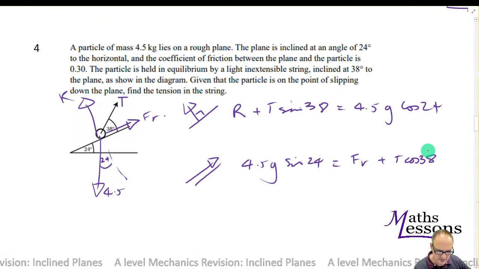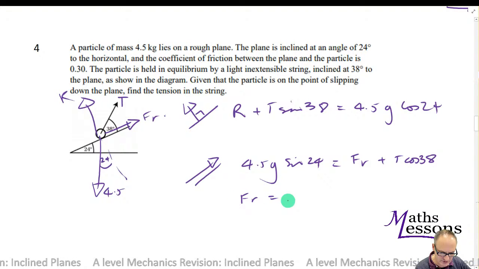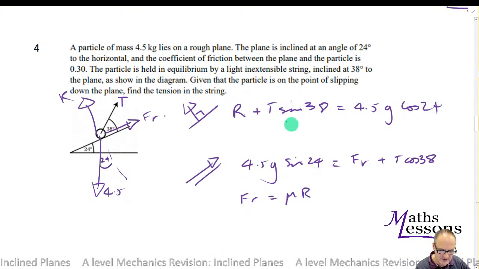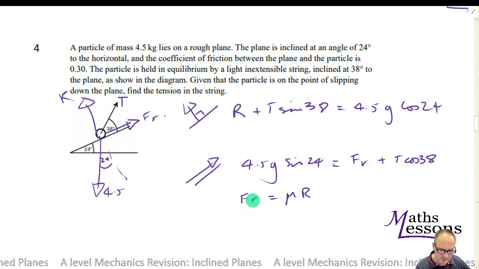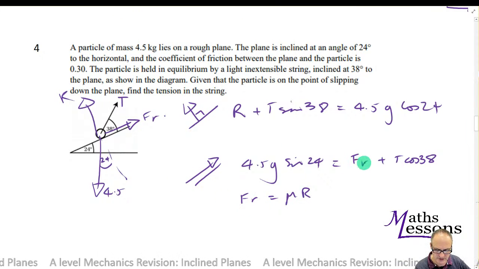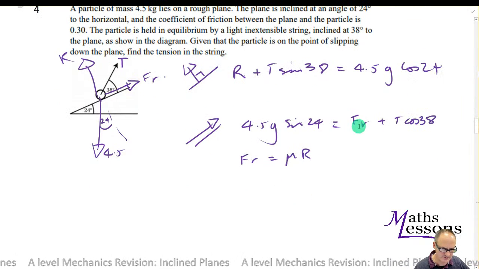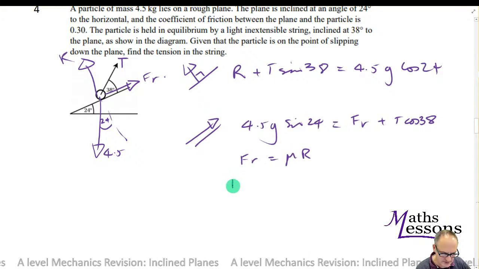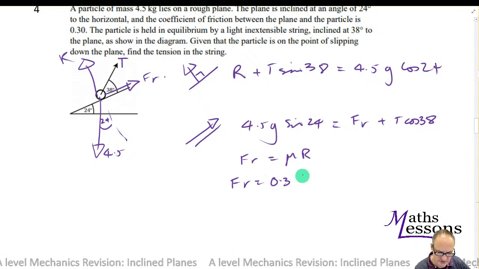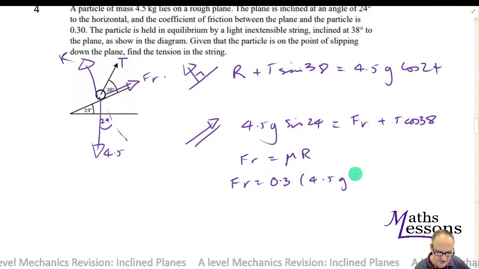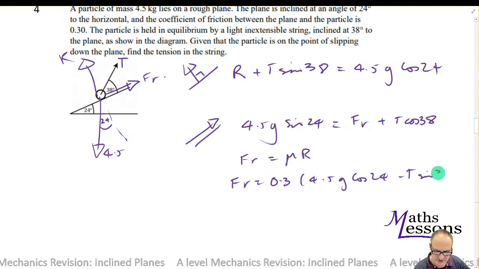Now, we've got R, T, and FR, but we also know that the friction FR equals mu R. So if we rearrange this to go into here, because we've got mu is 0.3, we can find out what the friction is, put it into here, and then we can find out T. So let's do that. I'm just going to scroll down, give myself a little bit more space. The friction will equal 0.3 times the normal reaction, which is going to be 4.5 g cos 24 minus T sine 38.